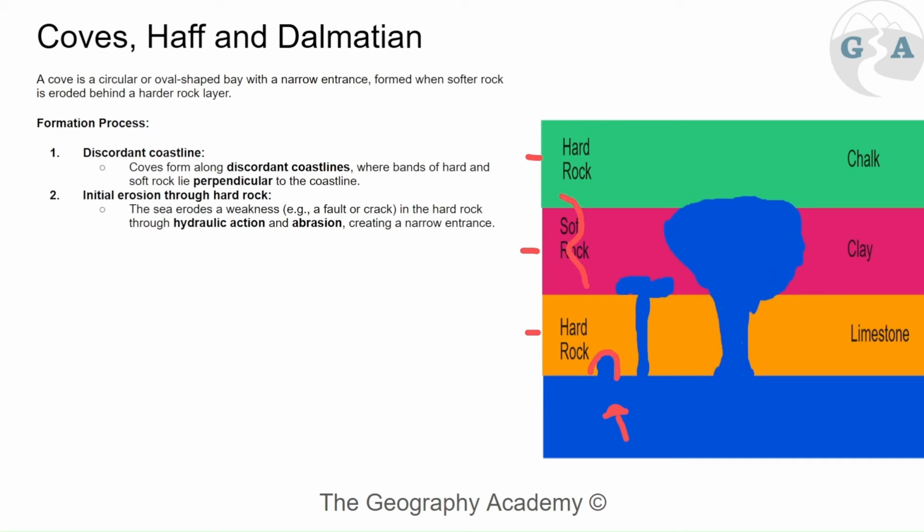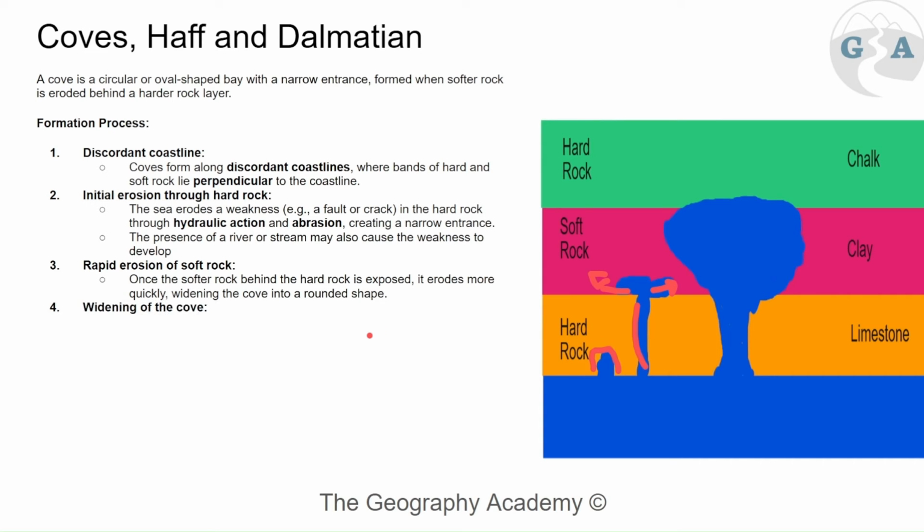Sometimes there could be a river that's flowing out, and that might be the area of weakness that's attacked. But in this case here, we'll imagine that it's just a normal coastline with no river coming out. So the weathering and erosion then attacks this area here, eventually makes through into the softer rock, and once it's there, it can start to erode much faster with lower amounts of energy.